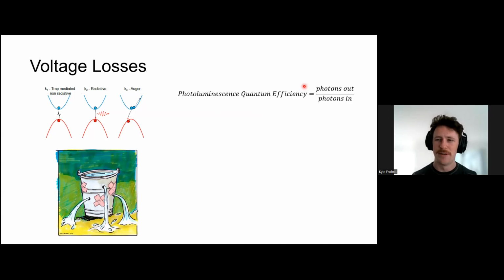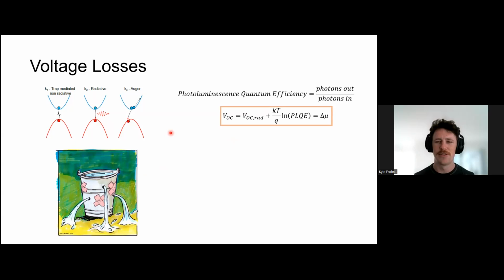One metric that I think people in the field are familiar with, of course, is the photoluminescence quantum efficiency, which tells you for every, say, 100 photons that you shine into your material, what fraction of them recombine radiatively. And from Ross's relation, we can relate this to the voltage. So we'll have some radiative limit voltage, and for every order of magnitude drop in photoluminescence quantum efficiency, we'll lose about 60 millivolts. This voltage is equal to the quasi-Fermi level splitting in the ideal case.